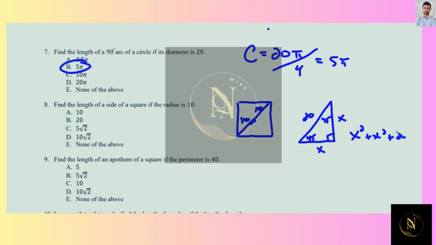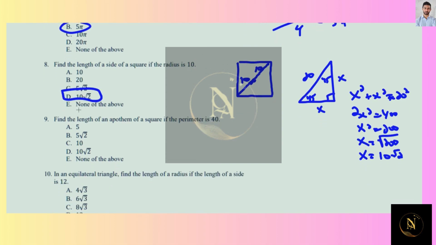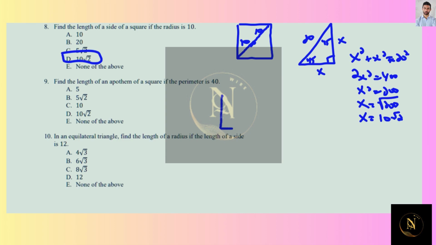x squared plus x squared equals 20 squared. And so you have 2x squared equals 400. So x squared equals 200, and x equals the square root of 200, which is 10 times the square root of 2, because 200 is 100 times 2. The square root of 100 is 10. There's other ways to get there too. If the perimeter of a square is 40, then each side is 10, and its apothem would be 5.